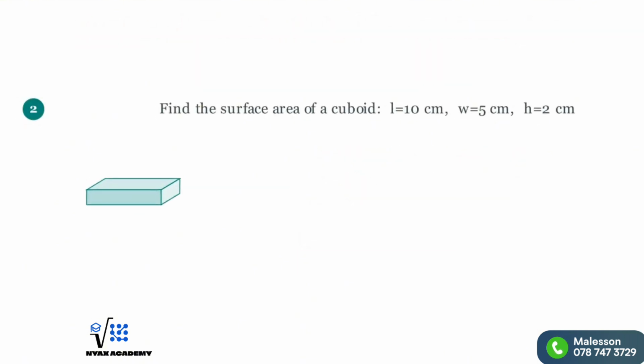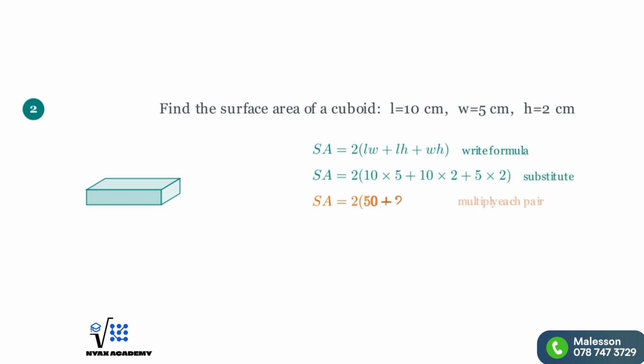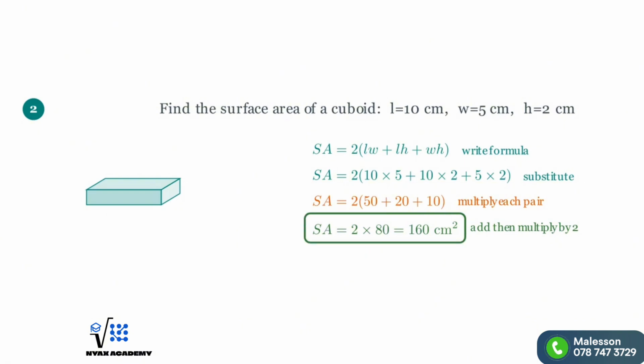Let's continue with another example with a length of 10, a width of 5 centimeters, and a height of 2 centimeters. We write our formula down and substitute, we get a surface area of 160 square centimeters.